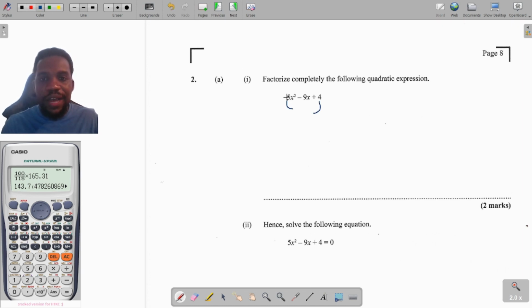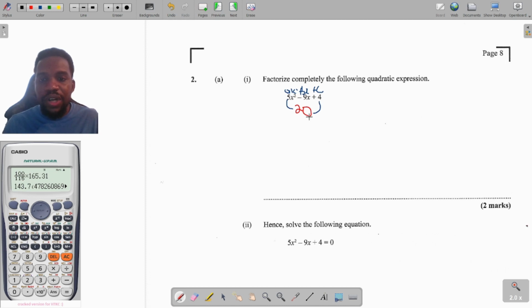Alright, I'm going to have to go AC. So remember, you have ax squared plus bx plus c. Alright, that represents my quadratic expression. So I'm going to say 5, and it's a positive 5 multiplied by a positive 4 is going to give me a positive 20. Now I want two numbers that I multiply to get 20, but when I add or subtract them, I'm going to get a negative 9.